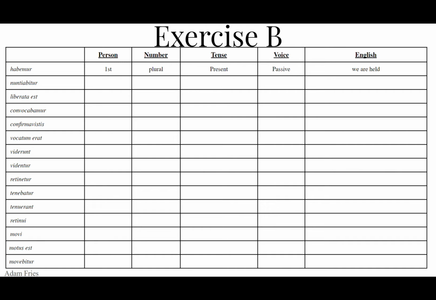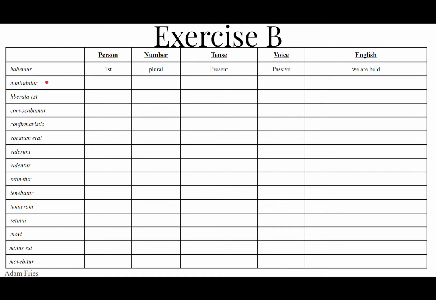Habemur. This is, because of mur, first person plural. It's going to be passive voice and present tense. It's just the present stem plus the personal endings. So first person plural, that is we, present, happening right now in the present time, and passive means that the action is happening to the subject, meaning to we, to us. We are held. We are being held. If we're not doing the holding, then the voice would be active voice. We are being held. The holding is happening to us, the subject. First person plural, we.